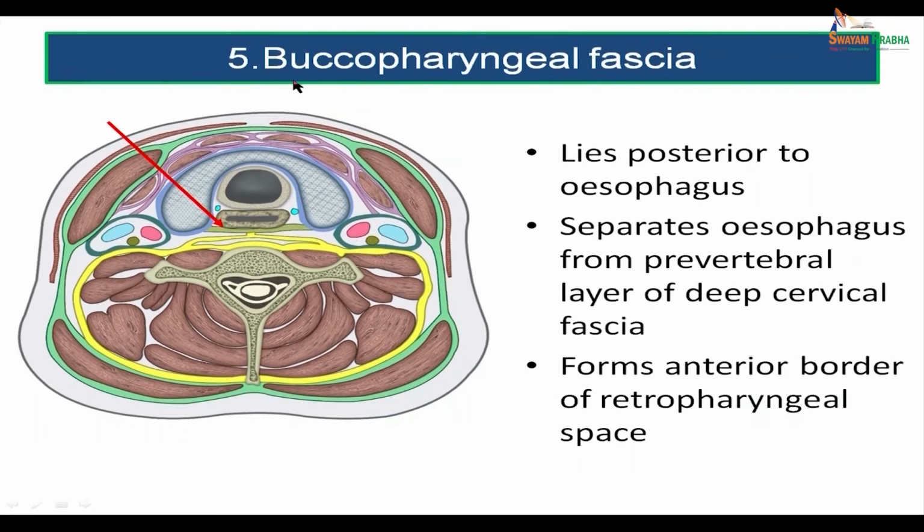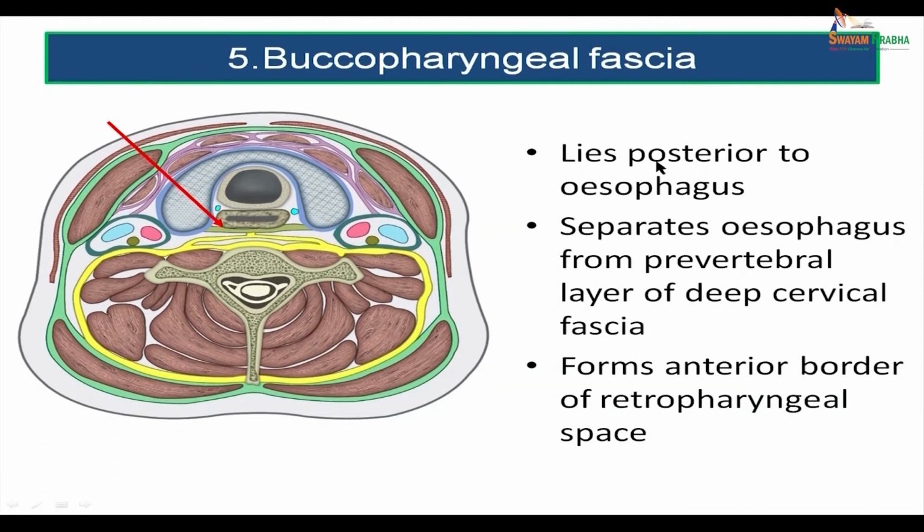Now we come to the buccopharyngeal fascia. The buccopharyngeal fascia lies posterior to the esophagus. So, let us look at the diagram and identify the esophagus. This is the trachea, and behind the trachea lies the esophagus, and behind the esophagus we can see the cervical vertebrae and the prevertebral muscles. Anterior to the prevertebral muscles, we can see the prevertebral fascia. Just behind the esophagus, we can see this layer passing horizontally, that is the buccopharyngeal fascia.